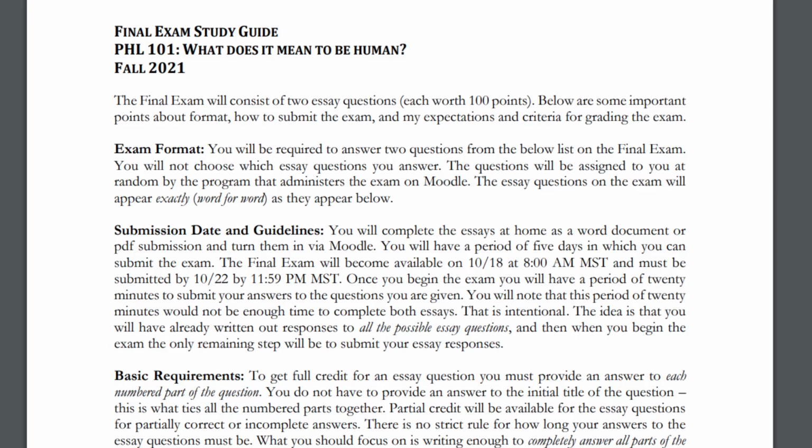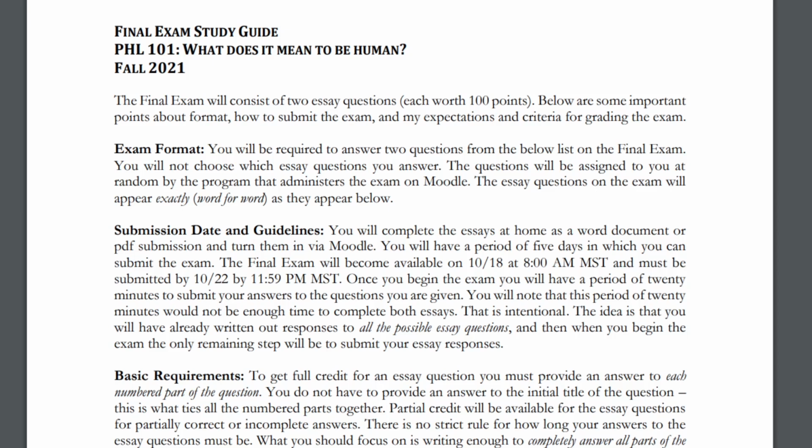Now, if you have a look at the study guide, you will notice that the essay prompts are actually rather involved. You might be thinking to yourself, it would seem unreasonable for us to be required to write 2 long essays in only 20 minutes. And of course, you would be exactly right about that.